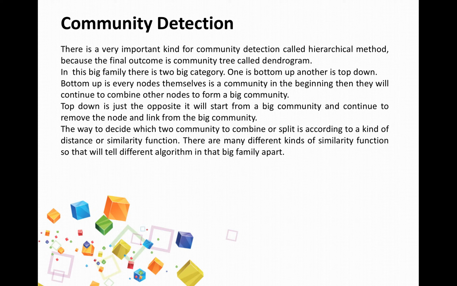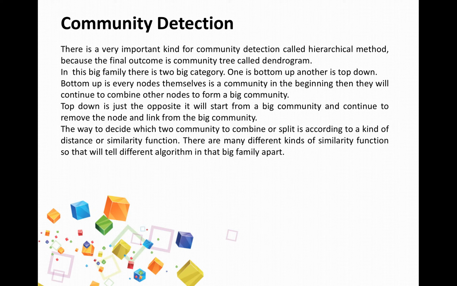And in this big family, there's two big categories. One is bottom up, another is top down. Bottom up, every node themselves is a community in the very beginning, and they will continue to combine other nodes to form a big community. Top down is just opposite. It will start from a big community and continue to remove the nodes and links from the big community.